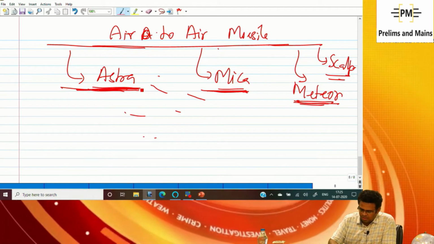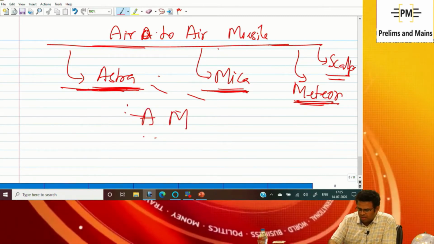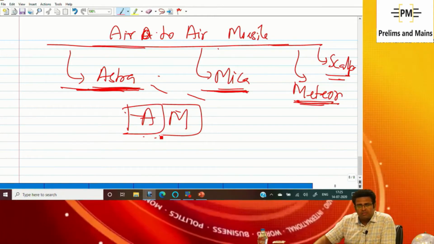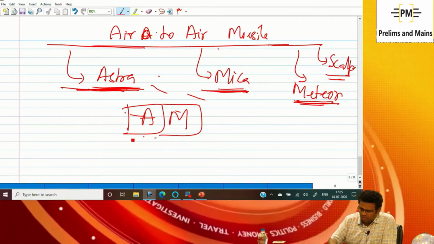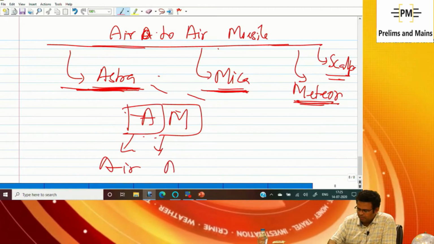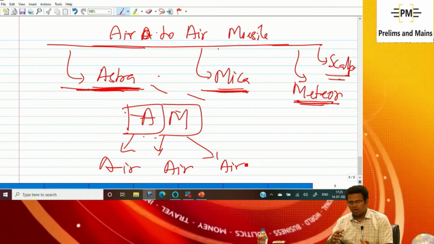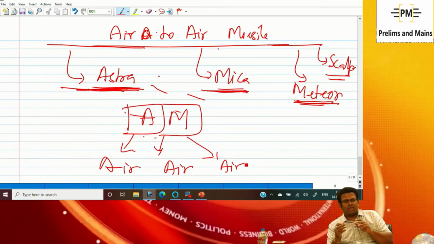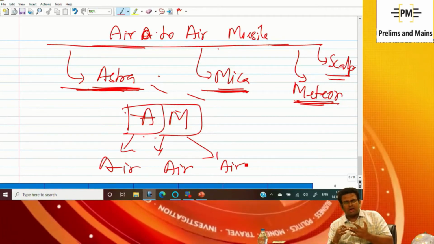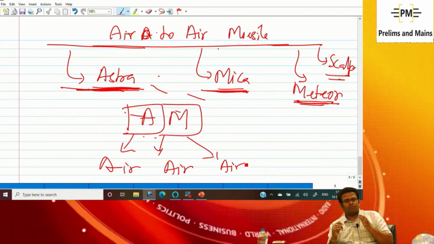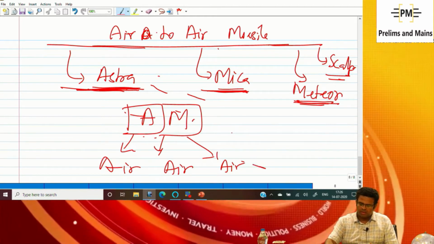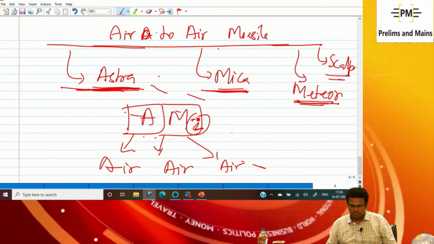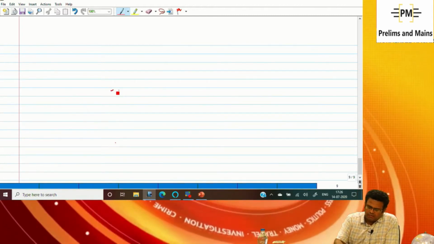If I have to make a mnemonic, AM means in the morning time, 6 a.m., 7 a.m., 8 a.m. In the morning time we get lots of fresh air. So with the help of this air to air missile, you can remember it as AM: A for Astra, M for Mika, and M for Meteor. They are the two M's you can remember, AM2: Mika and Meteor. One more you should remember, SCALP. Air to air missile, the first one is Astra.